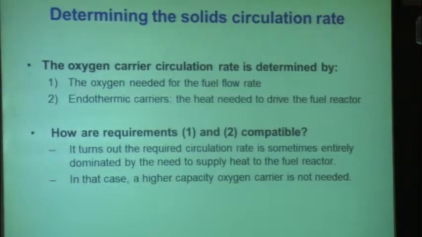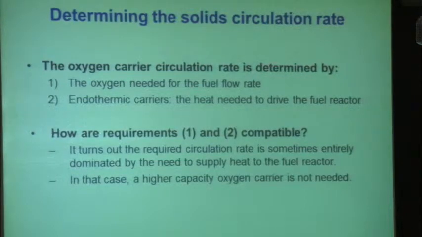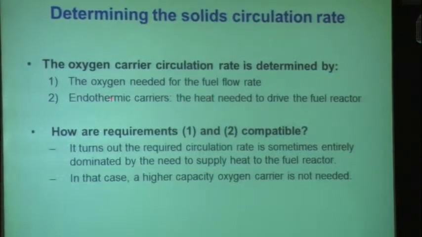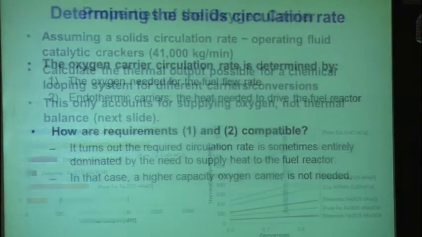All right, so let's see what that means in terms of an actual design. The oxygen carrier circulation rate is determined by the oxygen that needs to go over for that particular fuel flow rate. But if you have an endothermic carrier, you've got to get the heat over there as well. So you have to actually do a calculation and account for those two things. And it turns out, as you'll see in a moment, the circulation rate sometimes, in fact most often, is determined by the thermal balance, not the supply of oxygen. So let's take a look at what that means.